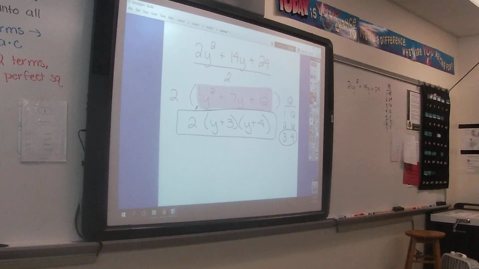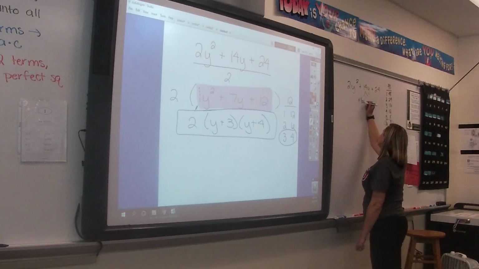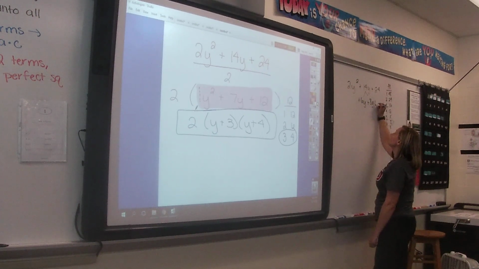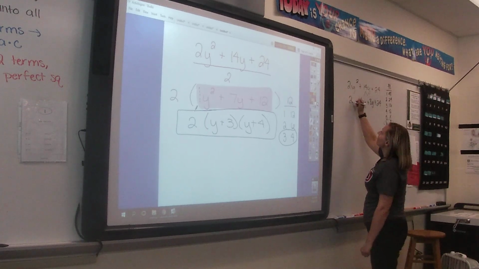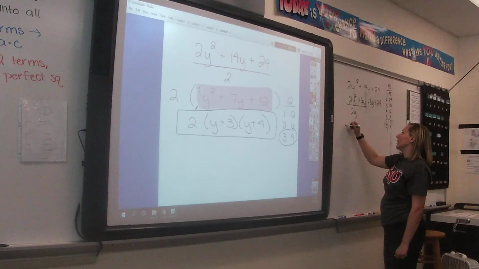Can I use the shortcut on this one? No. So this one I have to rewrite into 4 terms. And now I have to split it in half and factor by grouping.